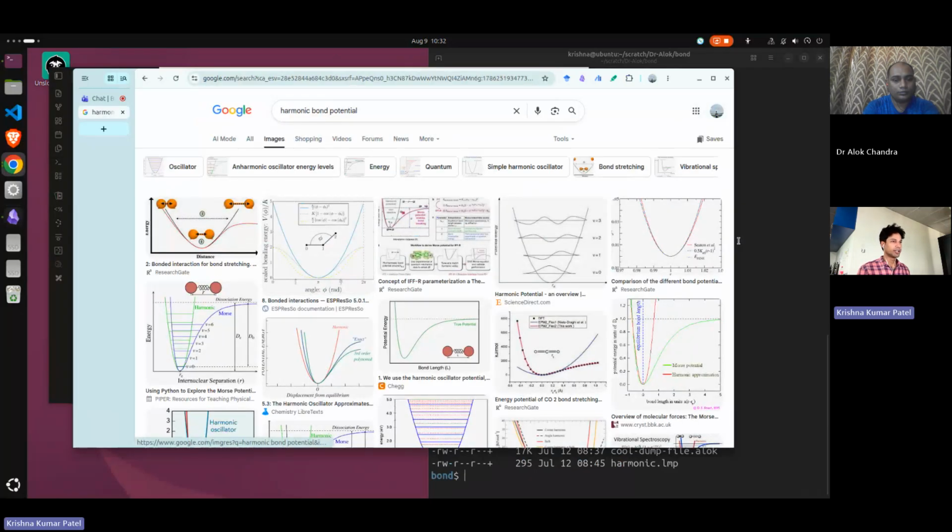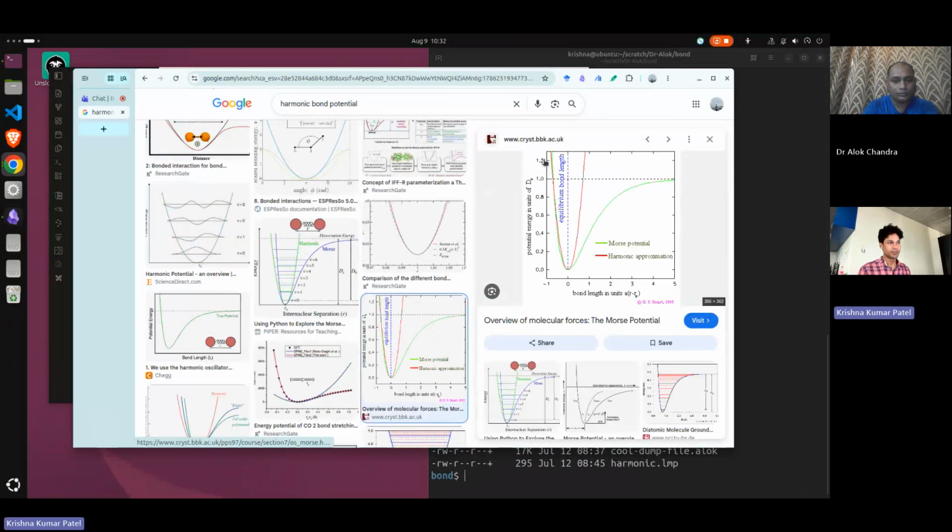So this is what it looked like. It's a parabola. Today, what we want to do is model the same bond using Morse potential, like this one, the green one.